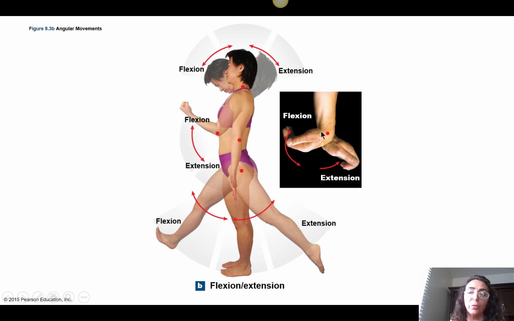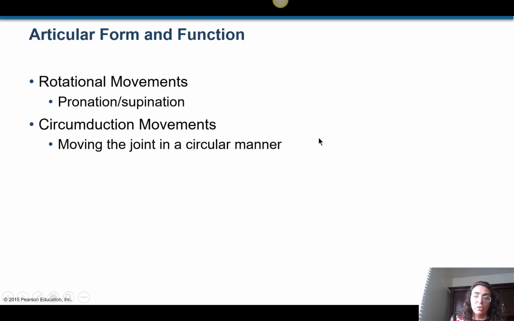And here for the wrist also. So we have an angle of 180 here, right? If we decrease the angle, this is flexion. And if we get it back here, this is extension. And if it goes beyond that, it is hyperextension.